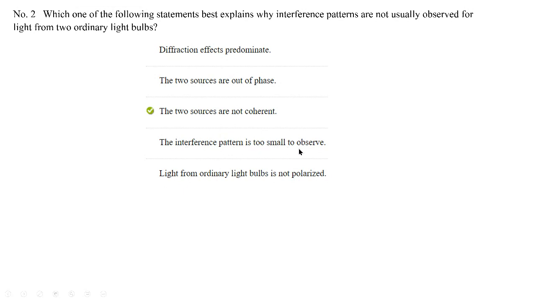Interference patterns are too small to observe. Well, that is not the best explanation of why they are not interfering. And then, light from an ordinary light bulb is not polarized. Well, that is irrelevant because I don't have Polaroid glasses on. So out of these 5 statements, this is the one. It's very easy if you've already understood coherence in interference.